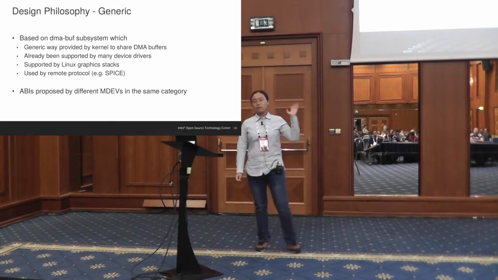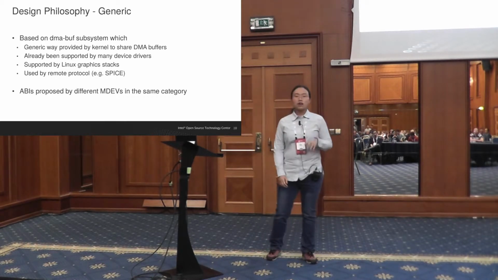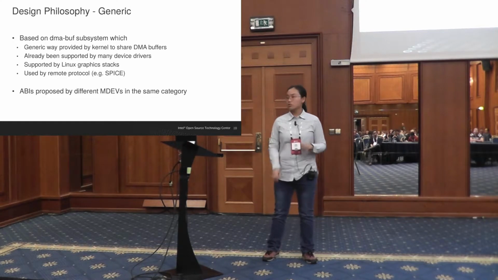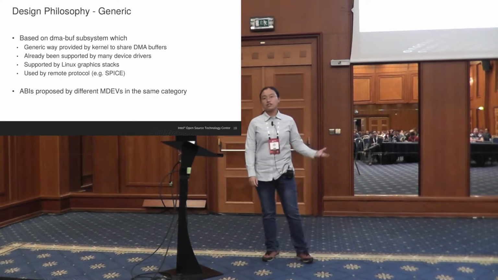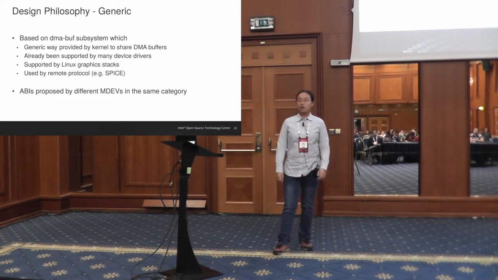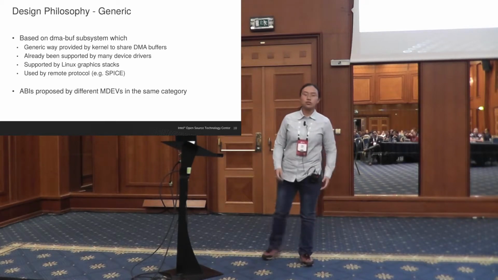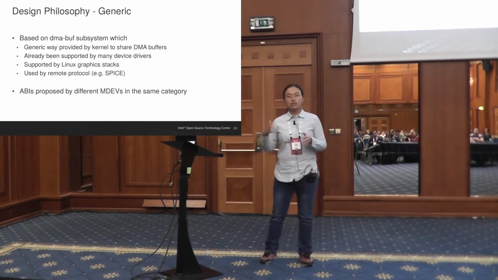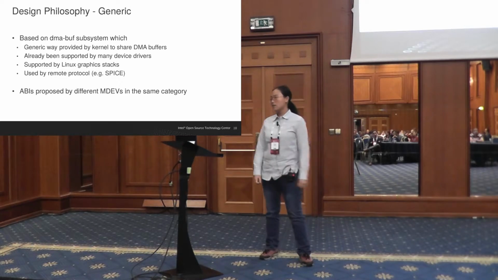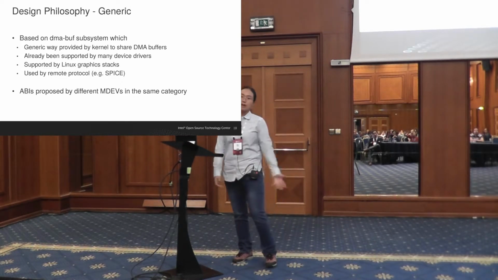It's the generic way provided by the kernel to share DMA buffers, and has already been supported by many device drivers. Besides, in user space, it is also supported by the Linux graphics stacks. For example, EGL has an API to create an EGL image according to the DMA-BUF file descriptor. And this is also used by remote protocols, for example SPICE.